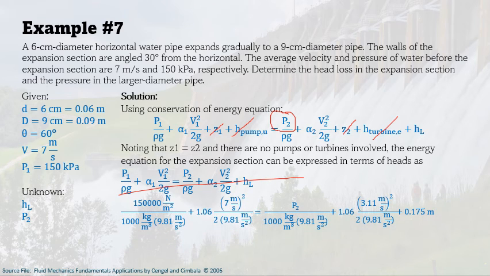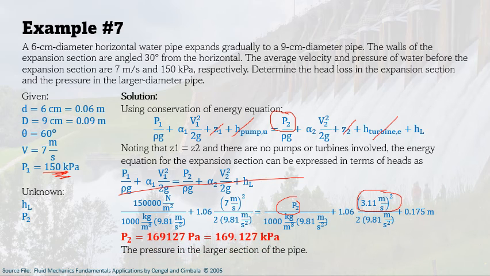Substituting the known values, we just express the pressure 1 in terms of Newton per meter squared from kilopascal. As you can see, we already substituted the value of V2 also here. And then you are already ready to compute the P2. So our pressure in the larger section of the pipe would be 169.127 kilopascal. So as you can see, because of the expansion, there is also an increase in the pressure.